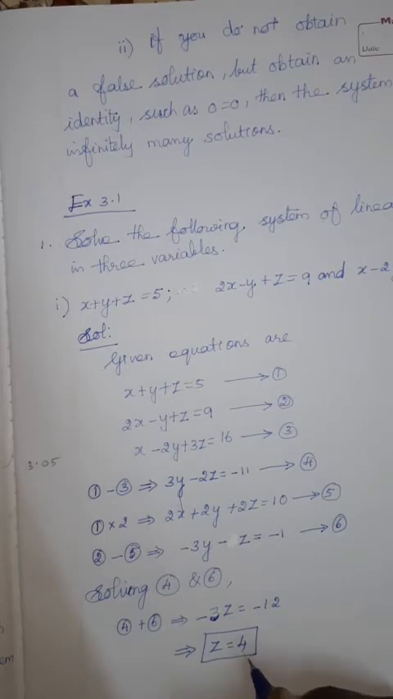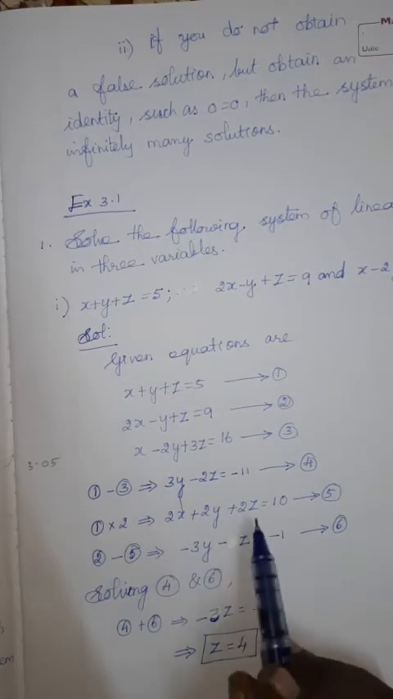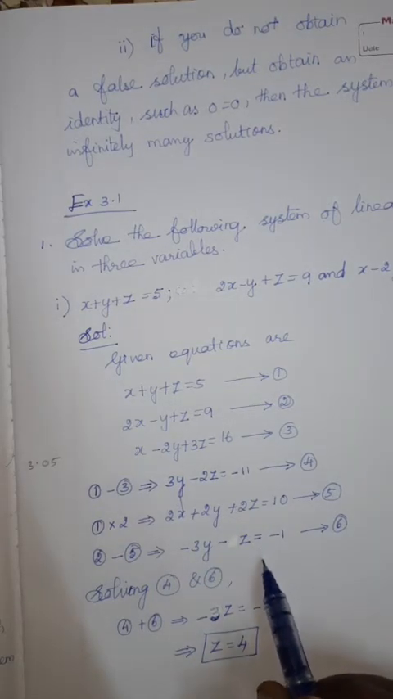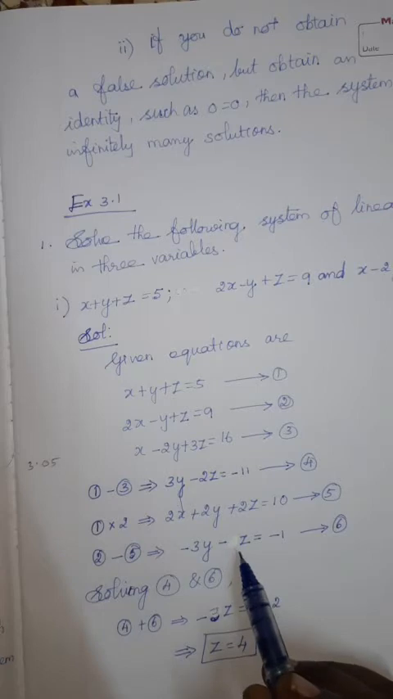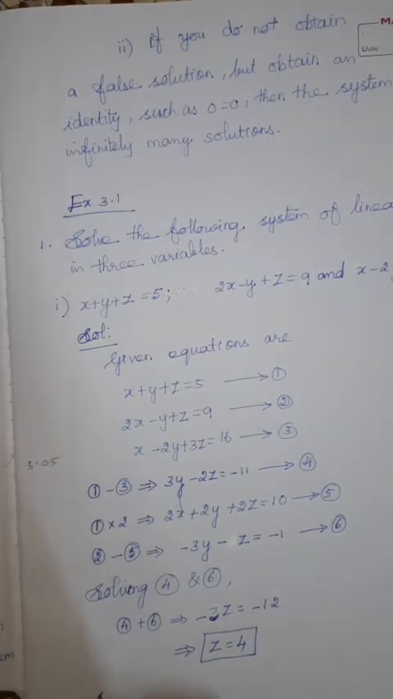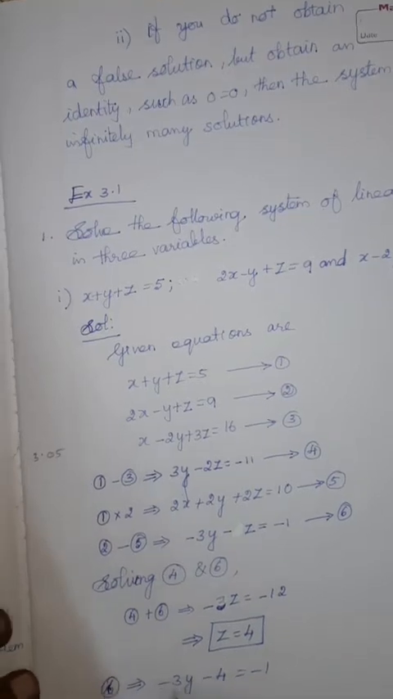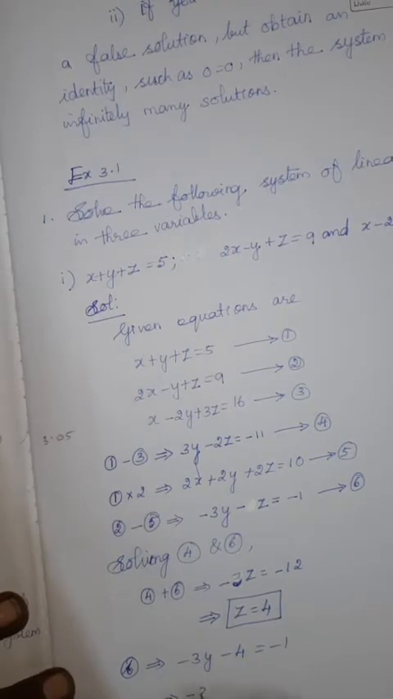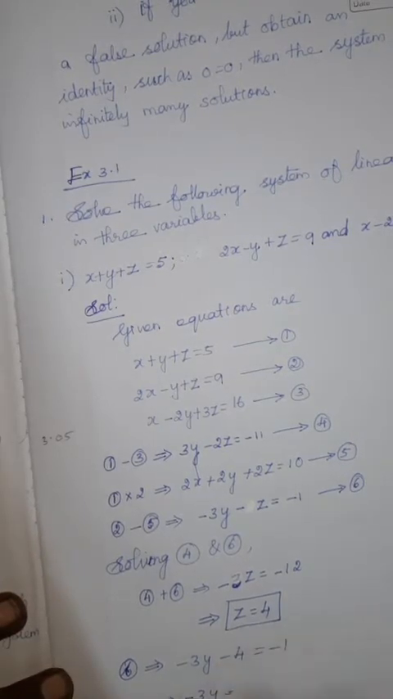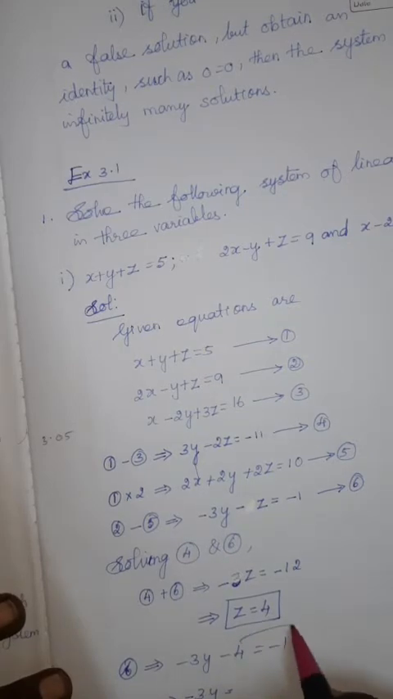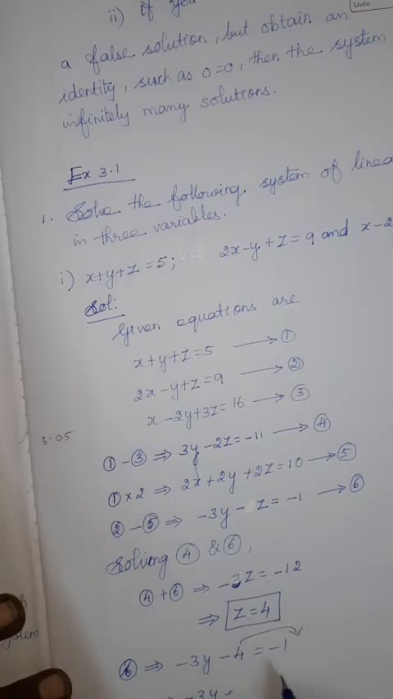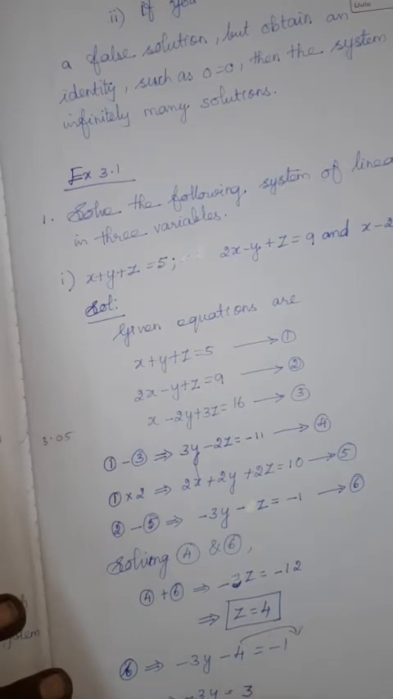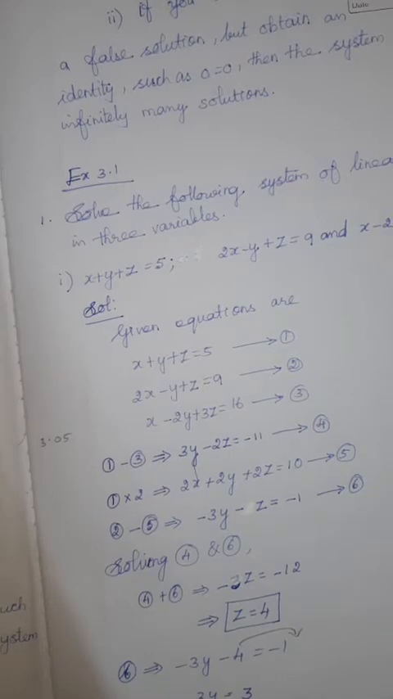Then using this z value, you can find out the y value from the fourth equation or sixth equation. Okay, so z you can substitute. It is easy to substitute in the sixth equation. So the sixth equation becomes minus 3y minus 4 equal to minus 1. So this you are getting in only one variable y. So minus 3y equal to minus 1 plus 4. You can take this minus 4 to this side, it is plus 4. So minus 1 plus 4 means it is 3. So what is the y value? 3 divided by minus 3, it is minus 1.